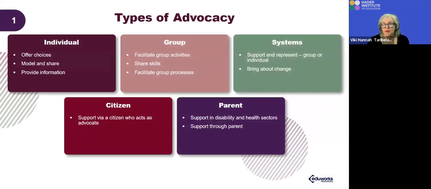So we broke that down into individual, group, systems, advocacy around that, citizens, and then parents. So a lot of parents are carers, and then some young people are the carers to their parents. So sometimes a younger person might have someone aged where they become that carer. So you can act on behalf as an advocate, or you might be working with a client who is an advocate on behalf of somebody else.